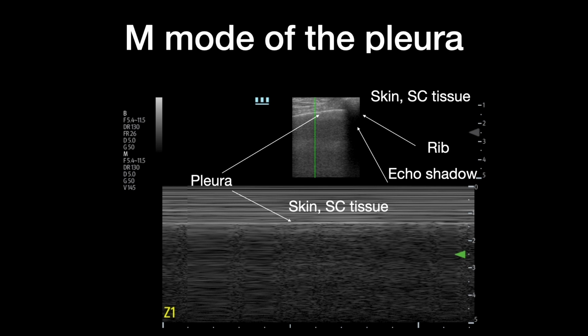Then you can see the line of the pleura, and everything below the pleura looks like a degraded image. And this degraded image is just the pleura going back and forth with its artifacts, looking like a seashore, hence the seashore sign. This is how the normal evaluation in M mode of the pleura should look like. We can see here the M marker right in the middle of the pleura.